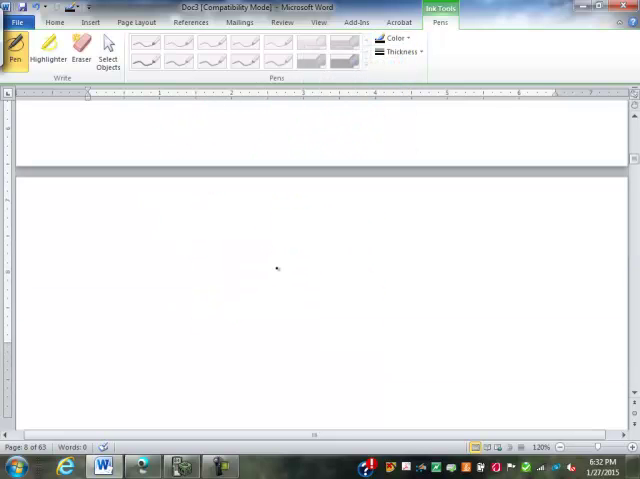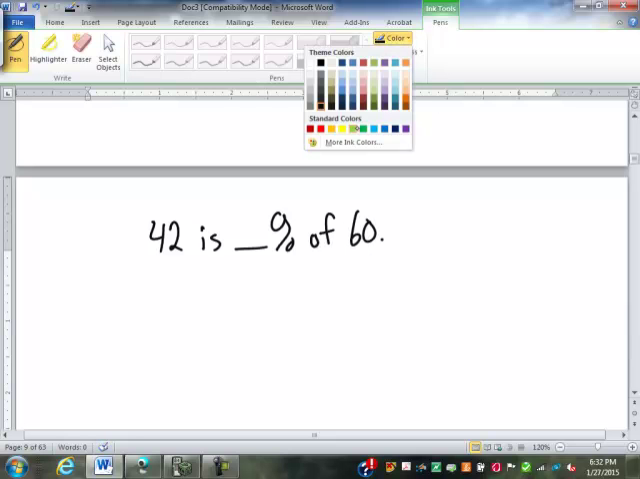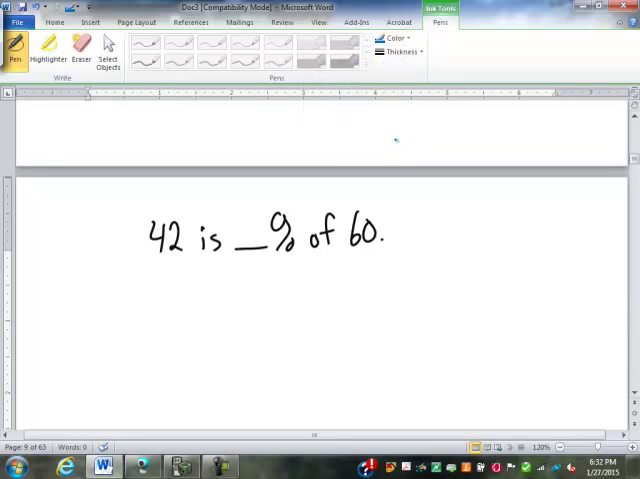Other types of problems. 42 is blank percent of 60. Well, we said we always start with the percent, but in this one, the percent is missing. Well, that doesn't change anything. It's still blank out of 100. Now, on the other side, we have to match it up. 42 is blank percent, so the 42 matches up with the missing number. And of 60, think of out of 60 again, that implies that goes on bottom.